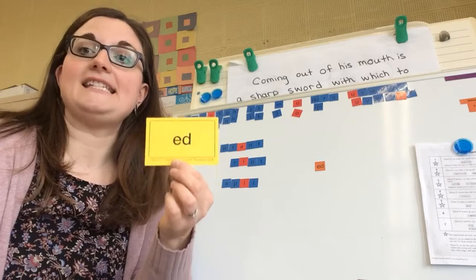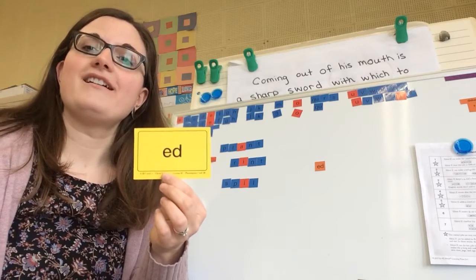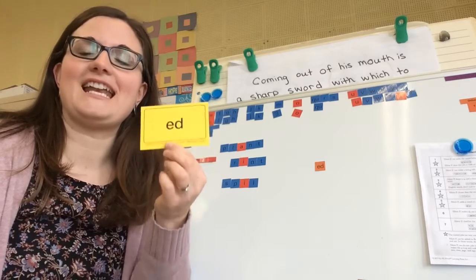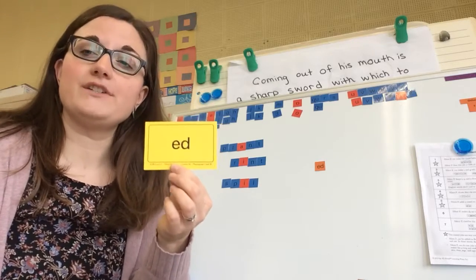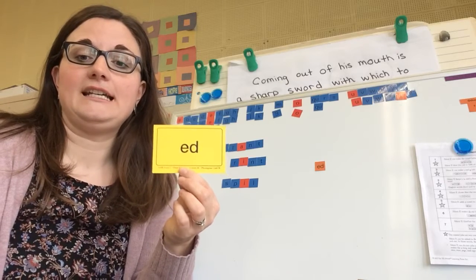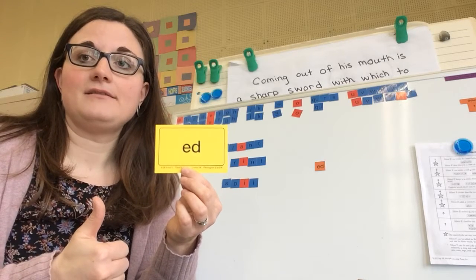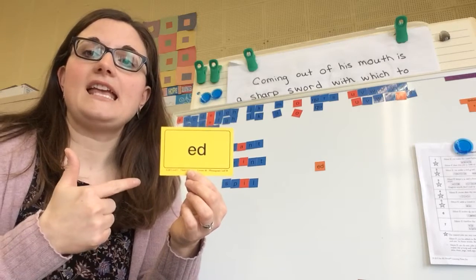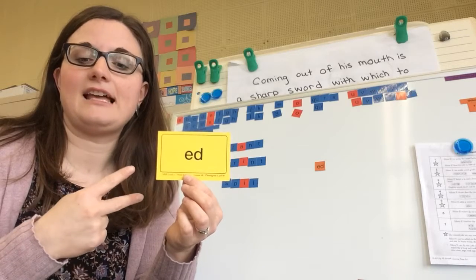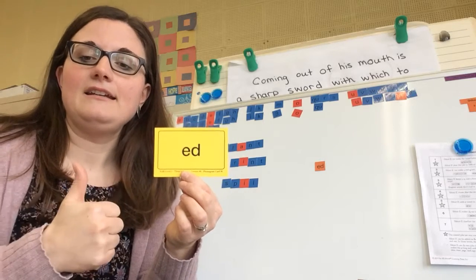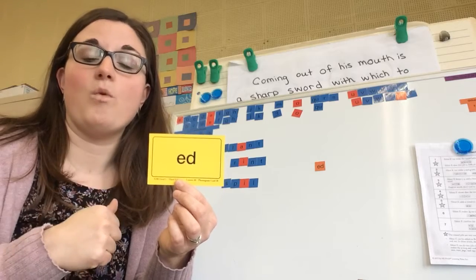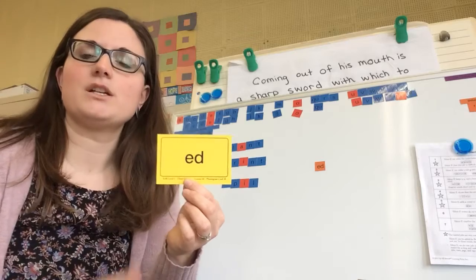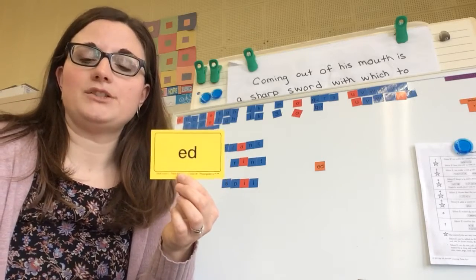So for example, I could say, today I jump, or I could say, today I will jump, or I could say, yesterday I jumped, and I'd add ED. Now there are 3 different sounds that it can make at the end of a word. It can say id, d, or t, like the letter D and the letter T. Id, d, t, like wanted, snowed, dropped. Okay, so we're going to try those 3 sounds when we build our words.